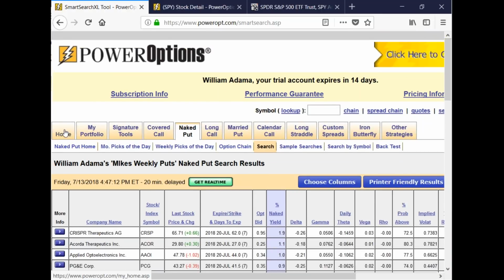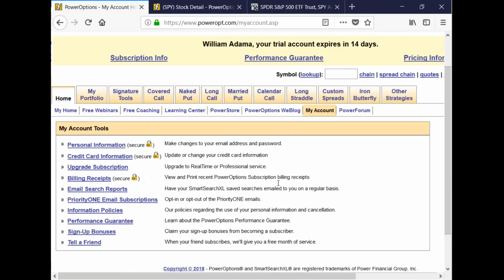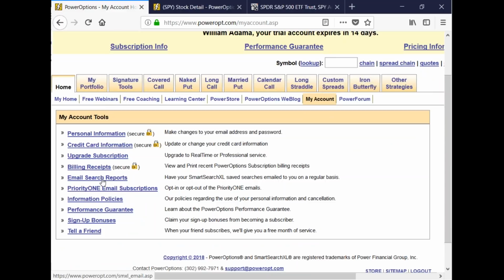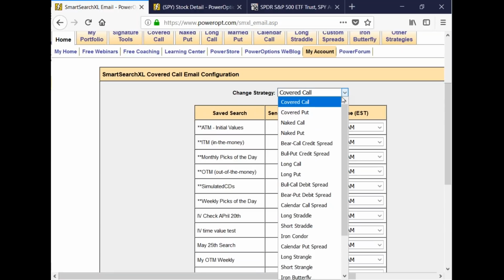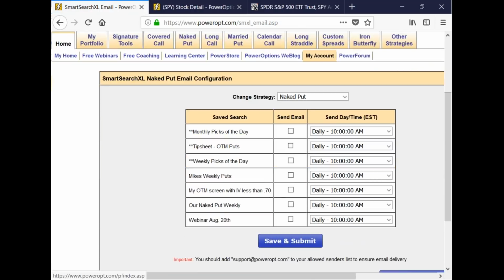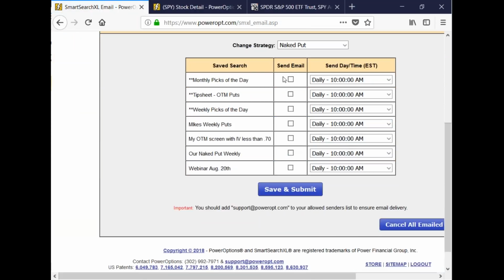But what I want to do now, of course, is go back into my account. And I'm going to click this email search reports. And I could have also done it from there by get search results for email. What I want to do is change what I had done before. So I'm going to go into naked puts here from the email. Oh, I didn't save it. So if I had saved it, of course, we would have had this selected and maybe the August 20th and this one as well. So what I'm going to do now is just uncheck those. We'll check Mike's Weekly Puts and save it.